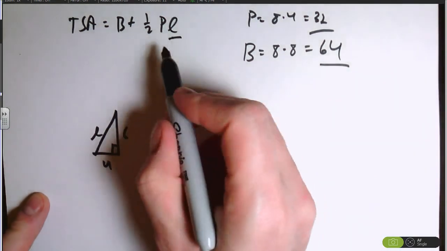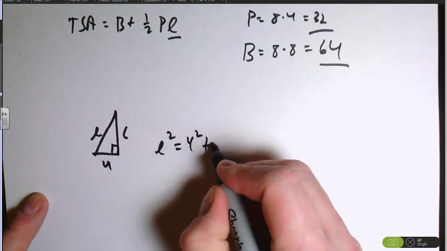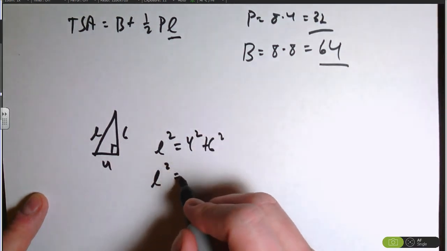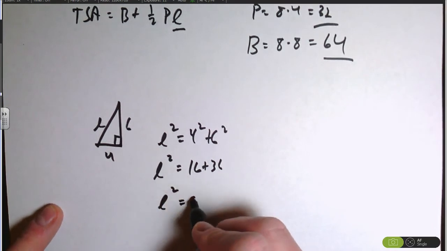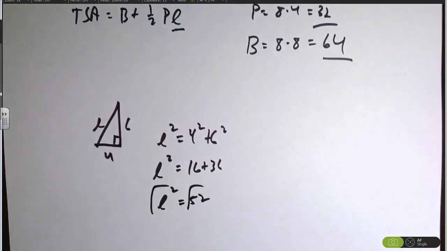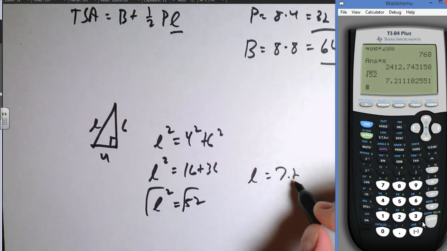So what we'll have to do to find the slant height is the Pythagorean theorem. So L squared equals 4 squared plus 6 squared. L squared is 16 plus 36. L squared is 52. Take the square root. Square root of 52 is 7.2111. So L equals 7.21.